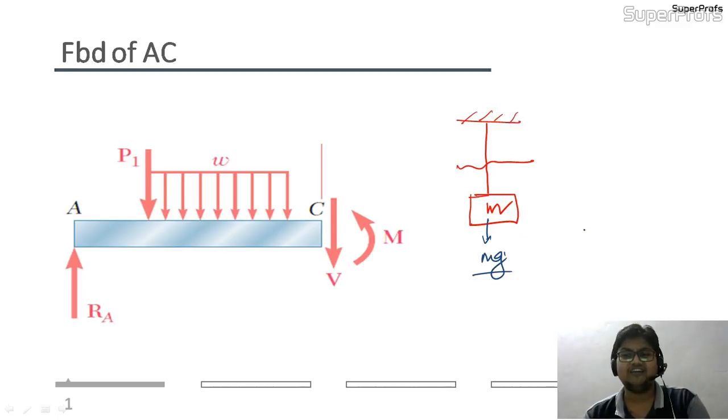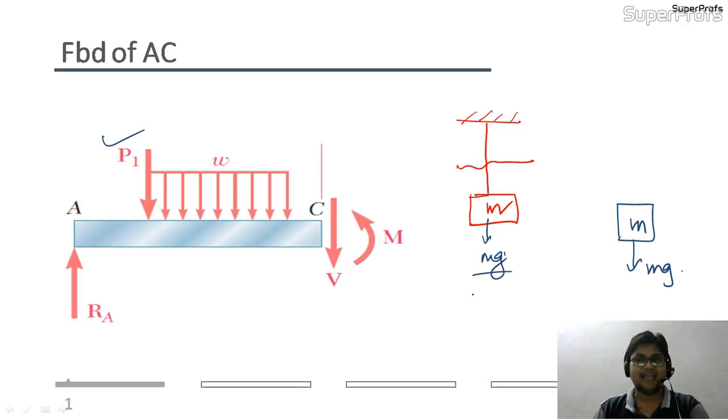Now if I draw the free body diagram, how will I draw it? I will take this block of mass m and draw the mg force. That is the external force, like here we have the external force as the loading on the member. Like that, this mg force is nothing but an external force that gravity is applying on the body to pull it towards itself.